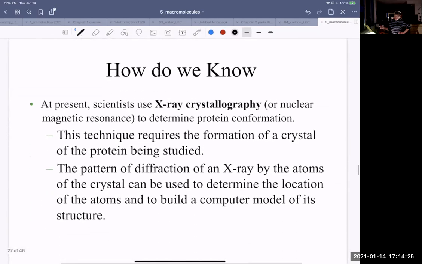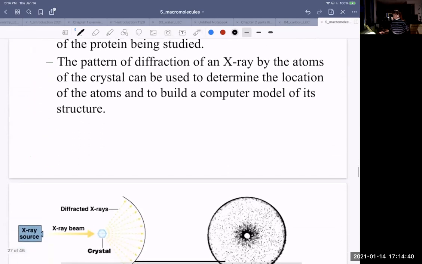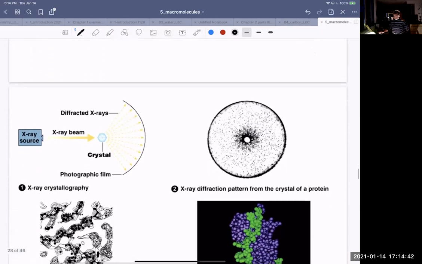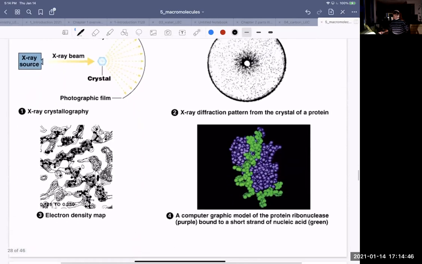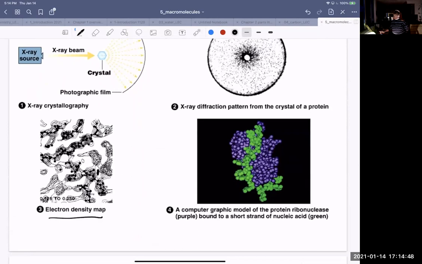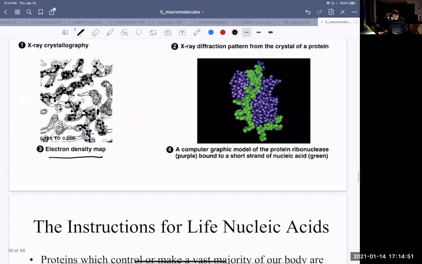How do we know the shapes of proteins? Well, you can use something known as X-ray crystallography or NMR, nuclear magnetic resonance, to determine protein conformation. So you basically crystallize the proteins, throw an X-ray beam through it, and then you can determine by electron densities what the shape of that protein is.